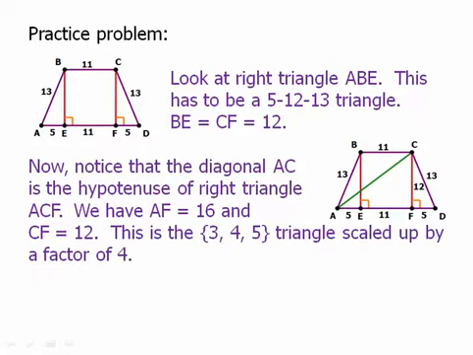Well, this is the 3, 4, 5 triangle scaled up by a factor of 4. It's a 12, 16, 20 triangle. So the hypotenuse AC is 20. That's the length of the diagonal. So again, notice that we found everything using the Pythagorean theorem. And once again, whenever you have to find the length of a diagonal, or really the length of almost any slanted line, chances are very, very good that it's a Pythagorean theorem problem.